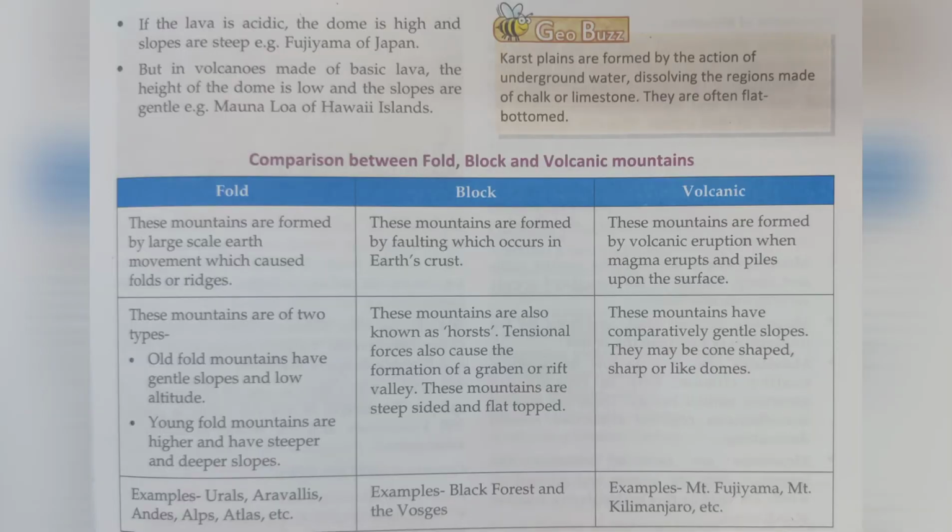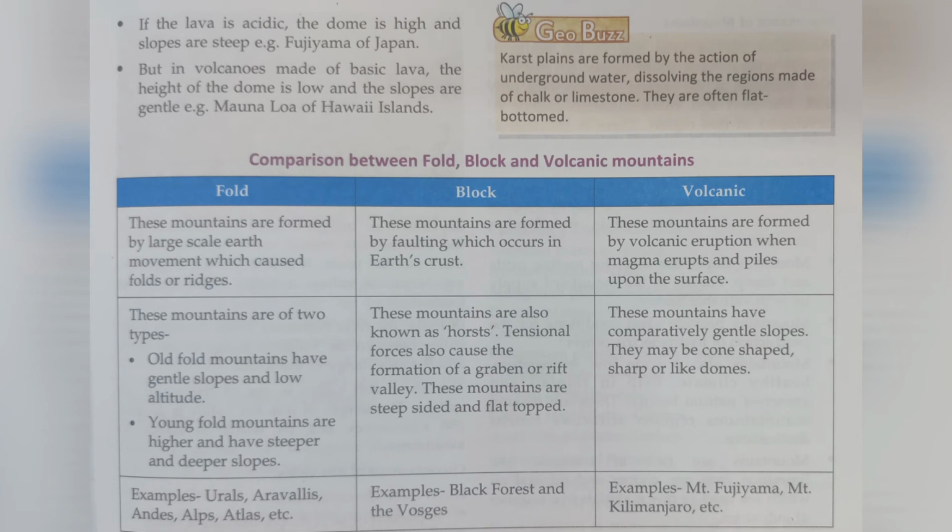If the lava is acidic, the dome is high and the slopes are steep. Example, Fujiyama in Japan. But in volcanoes made of basic lava, the height of the dome is very low compared to the acidic one. The slopes are gentle. Example, Mauna Loa of Hawaii Island is an example of a basic lava volcanic mountain.